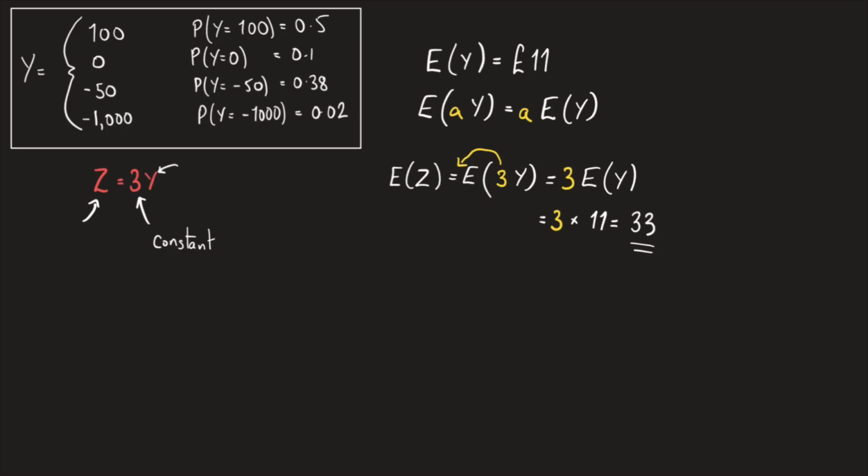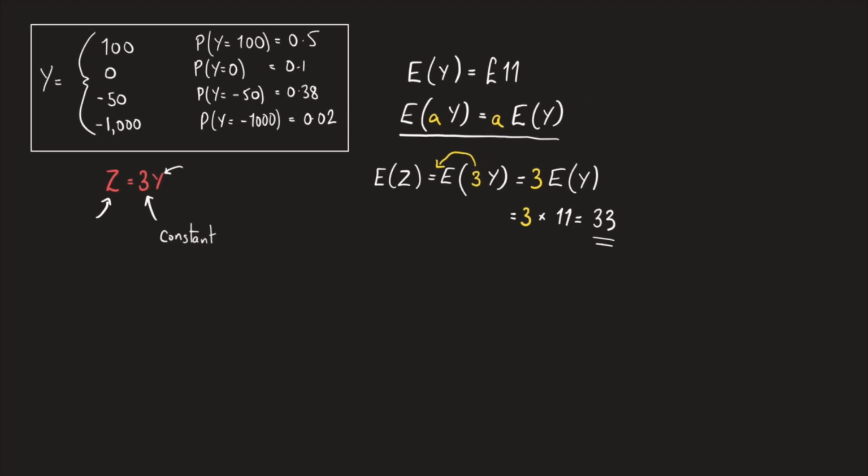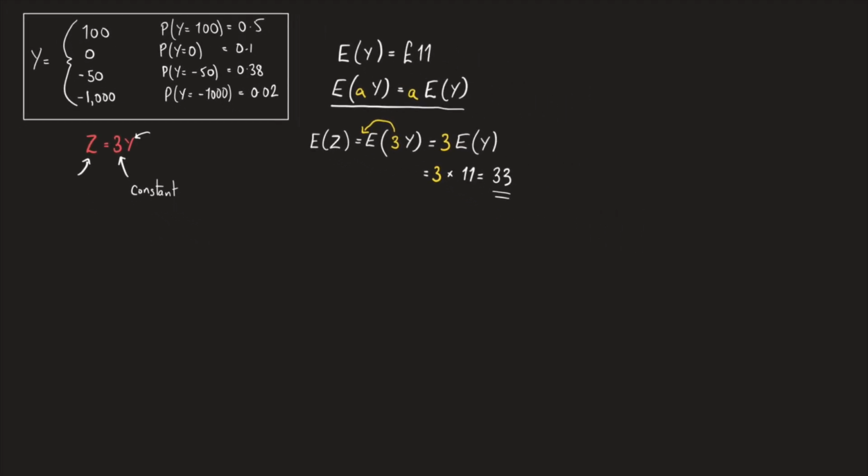Now, you might say to yourself, hang on, I don't believe this rule. Can we verify this with an example? Well, let's try and illustrate this using this very same example. Now, if we have a random variable z, which is based on 3 times y, that means that the outcome of z is always going to be equal to 3 times the outcome of y.